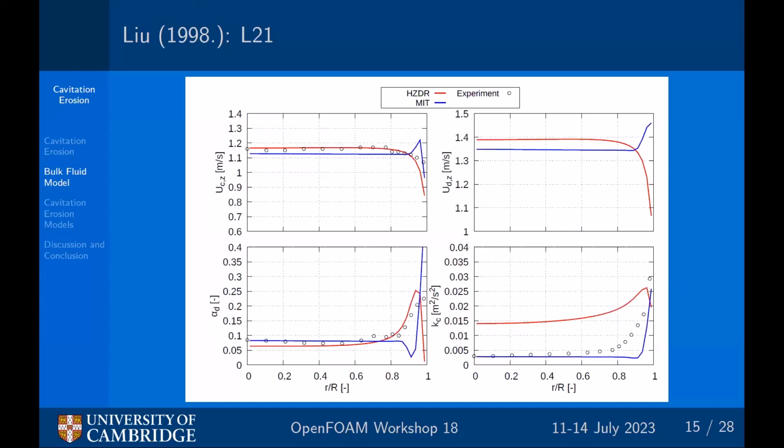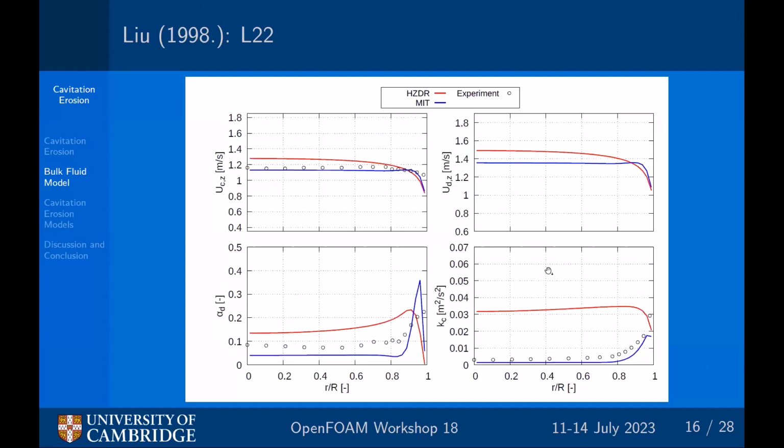Looking at the next experiment from the same second data set, again, red results look much better than blue results, except for, again, turbulent kinetic energy. And looking at the last result of this data set, you can see that both results kind of look okay or bad, depending on what your criteria is.